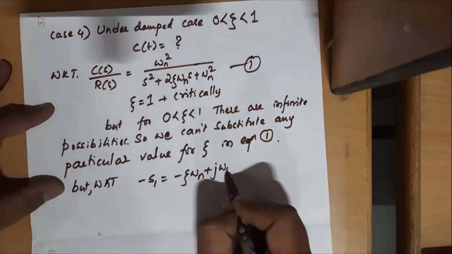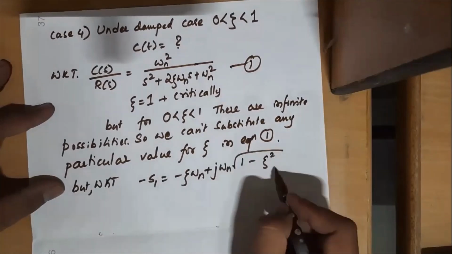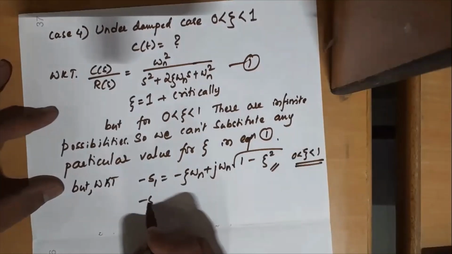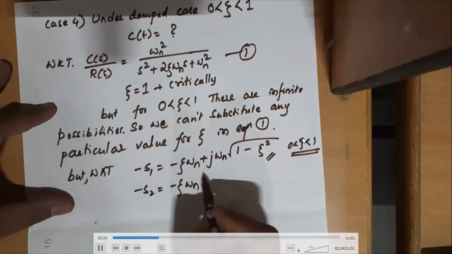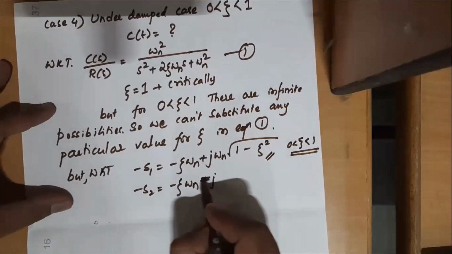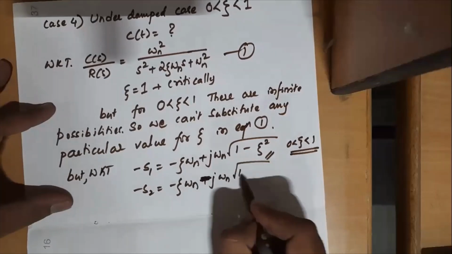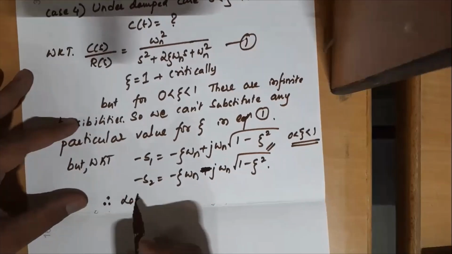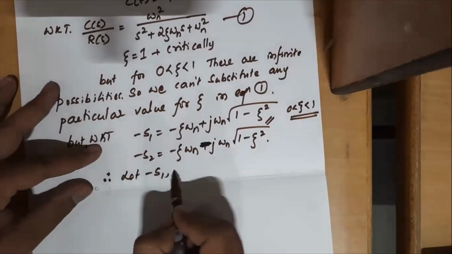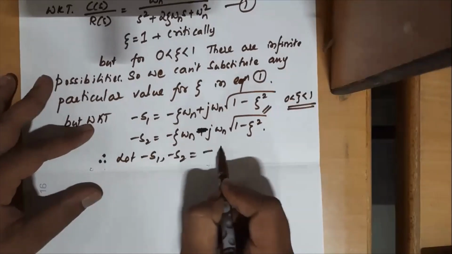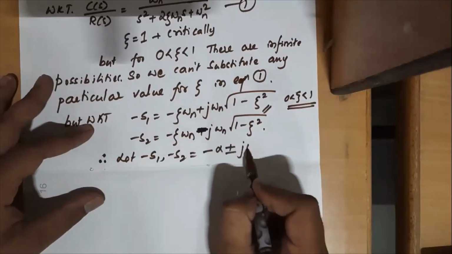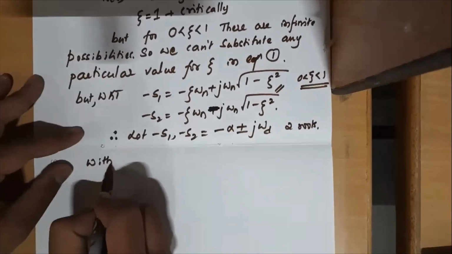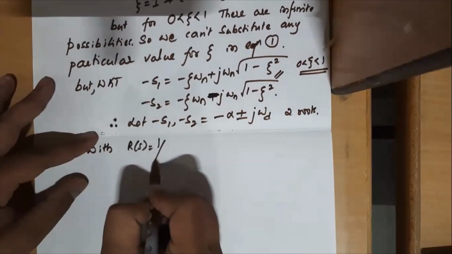We already know that the roots are given as minus s1 equal to minus zeta omega n plus j omega n square root of 1 minus zeta square. So j appears because zeta is between 0 and 1. And the second, okay, sorry, minus. Second root is minus s2 equal to minus zeta omega n minus j omega n square root of 1 minus zeta square. So let minus s1 and minus s2 together be represented as minus alpha plus or minus j omega d, the two roots of the second order transfer function. I hope everything is clear till this point.